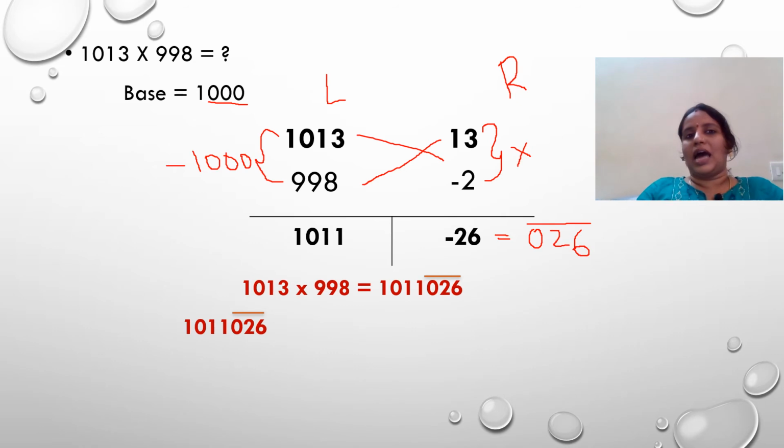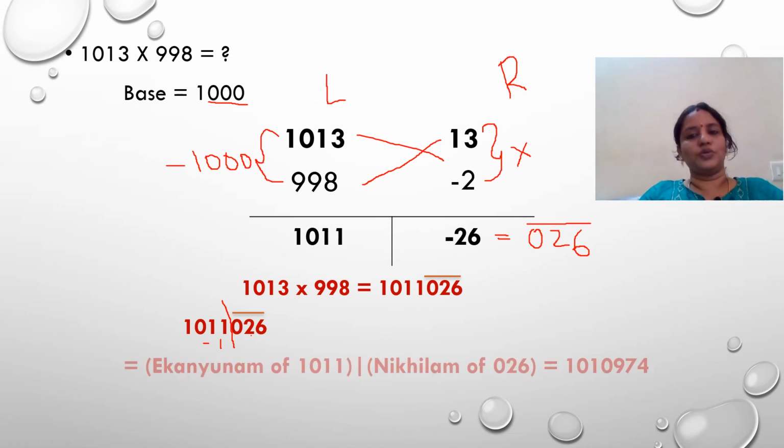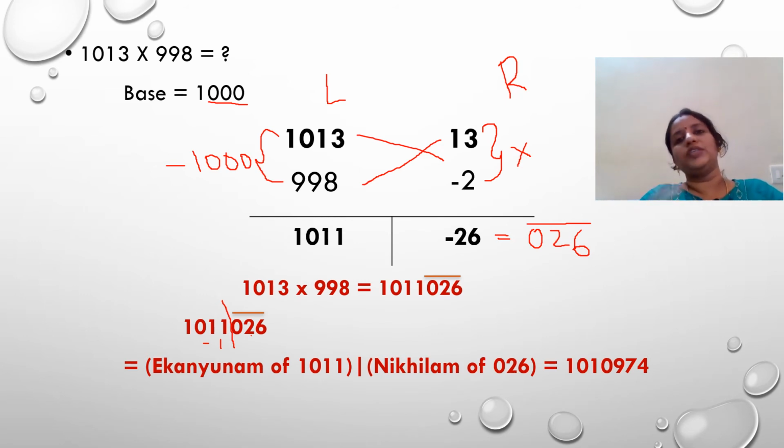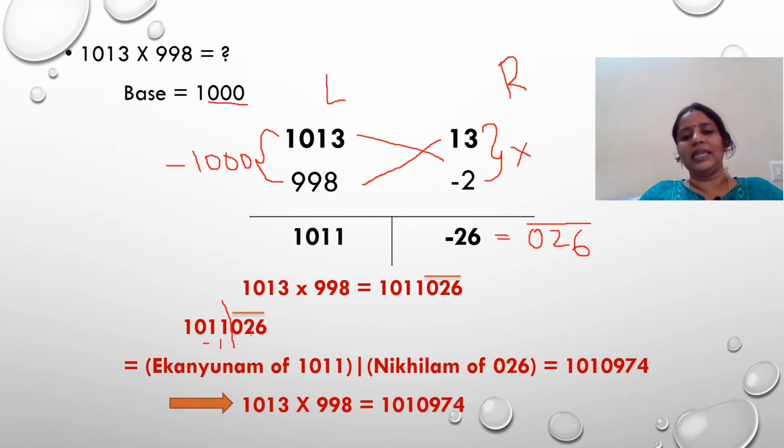1011026 whole bar. And converting this Vinculum number to the whole number, for that I'm going to go for Ekanyunena of the number for the positive part and Nikhilam for the negative part. Ekanyunena of 1011 is equal to 1010 and Nikhilam of 026 is equal to 974. Next, what will be the answer? So 1013 into 998 is equal to 1010974.